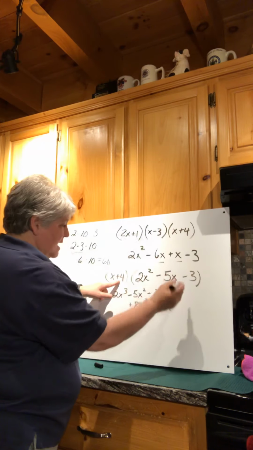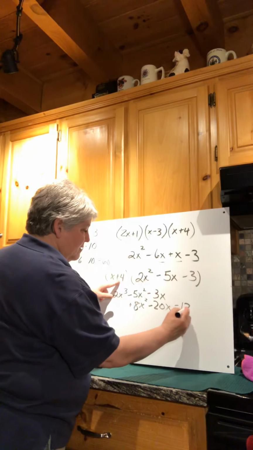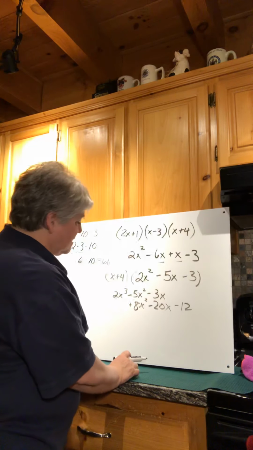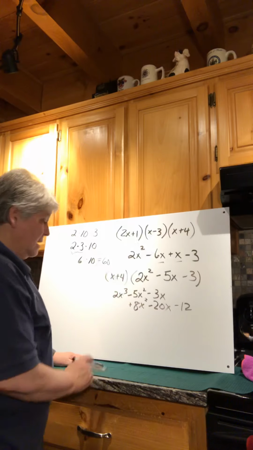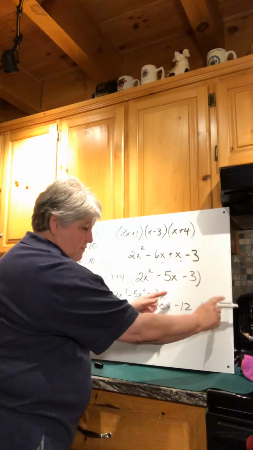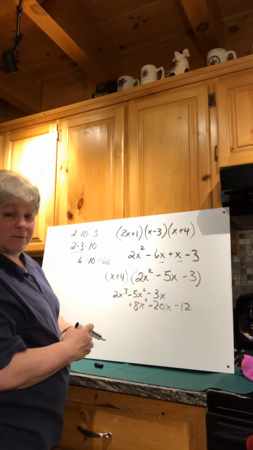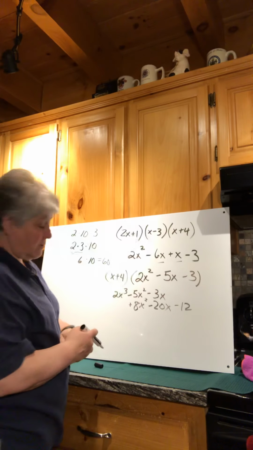And the 4 times a negative 3 is a negative 12. So I lined up my like terms just to make it a little easier to combine them afterwards. But if I had written these terms over here, that wouldn't have made any difference. I'd still be trying to add like terms.